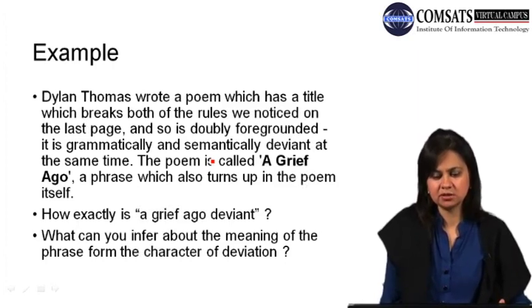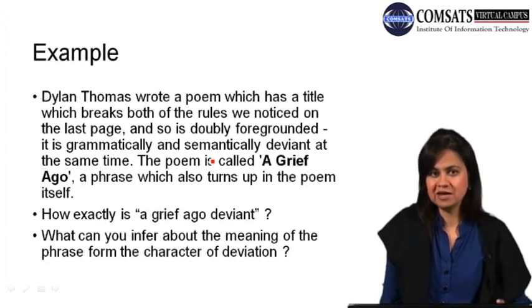So Dylan Thomas, in his poem, has made use of a phrase that becomes the title of the poem, as is used within the poem as well, that is doubly foregrounded, because it is grammatically as well as semantically deviant. At the same time, we see two forms of deviations within this expression, that is a grief ago. So as a reader, when we encounter this phrase or expression, a grief ago, we ask, how exactly is a grief ago deviant?